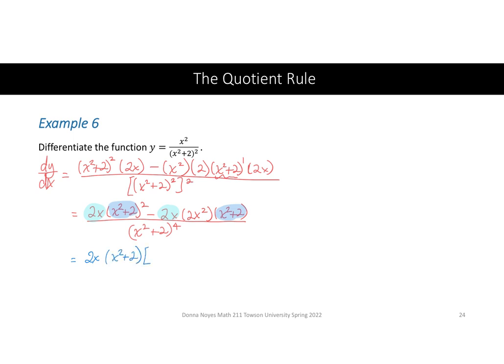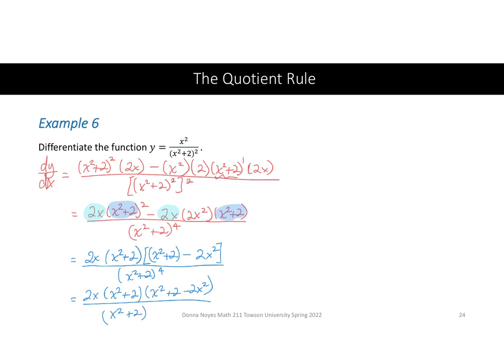What that leaves us with is another x squared plus 2 here, minus we took out the 2x, so 2x squared, and we took out the x squared plus 2. And it's all over x squared plus 2 to the fourth. Or we end up with 2x, x squared plus 2. And inside we'd have x squared plus 2 minus 2x squared, all over x squared plus 2 to the fourth. I'm going to have to write it to the side here, kind of ran out of space.